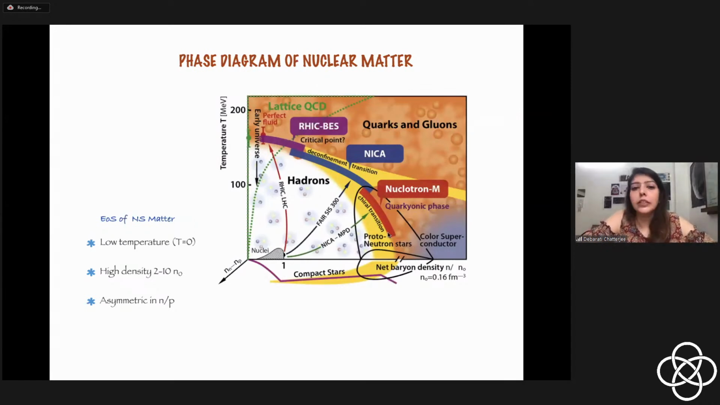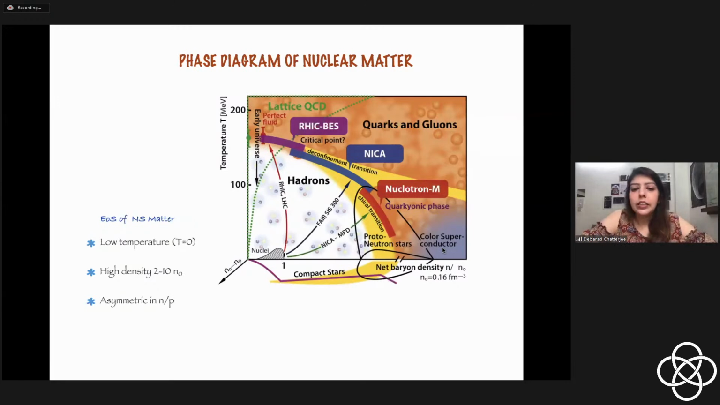Where are compact stars? Where are neutron stars in this figure? They are at the very bottom because they are zero temperature, and also they are at higher densities. They start with nuclei, because at the surface, I will show you the structure again later, the surface of neutron stars has nuclei, and as you go deeper and deeper, the density starts to increase. So 2 times, 4 times, up to 10 times that of what we get in nuclear experiments. So these are going along the x-axis.